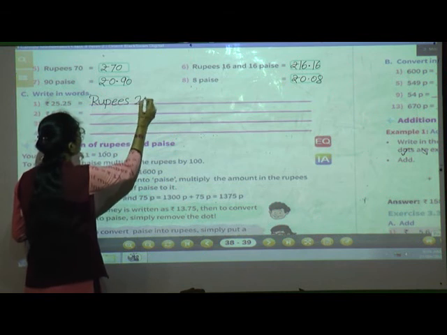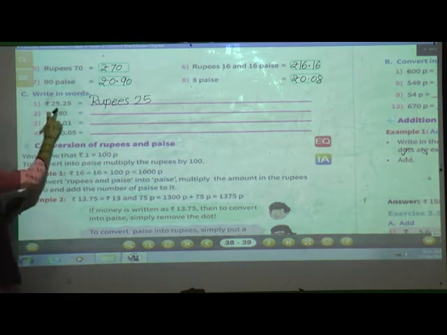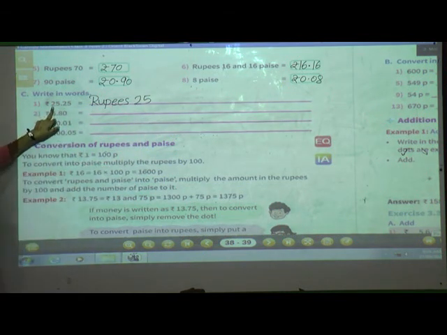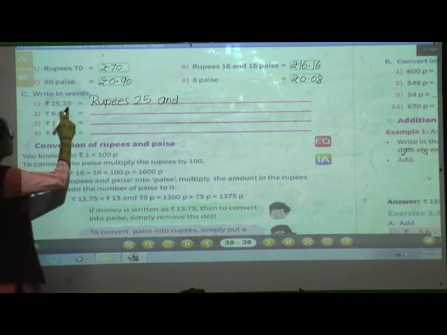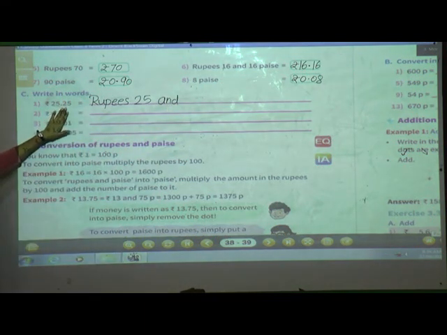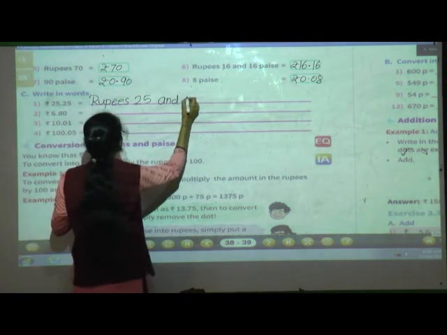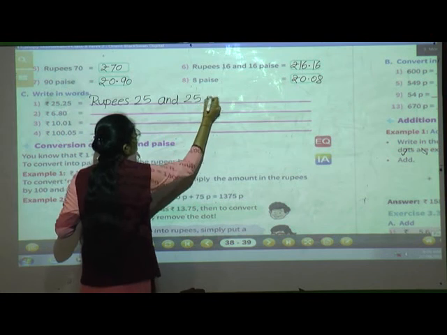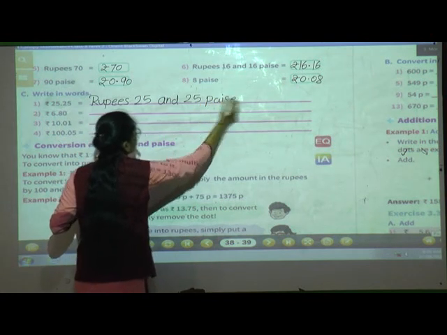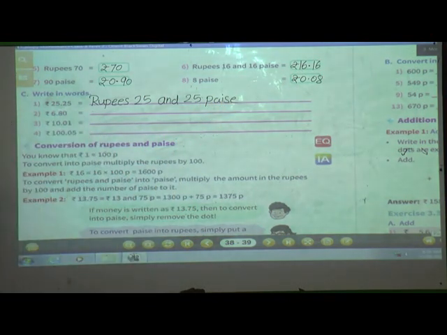Rupees 25. First we'll write rupees 25. Then what is it? Here the point is there, the dot is there. Means we have to write and. Because after the dot, whatever number is there, that means paise. How many paise are there? 25. So rupees 25 and 25 paise. In this way you can write in words.